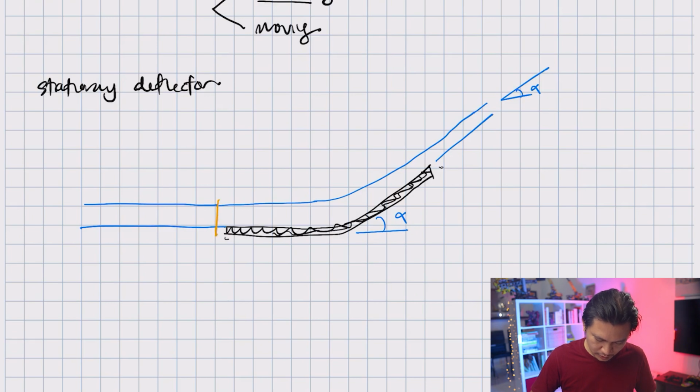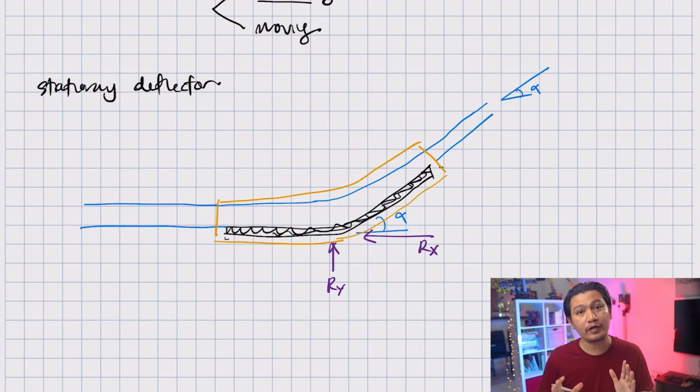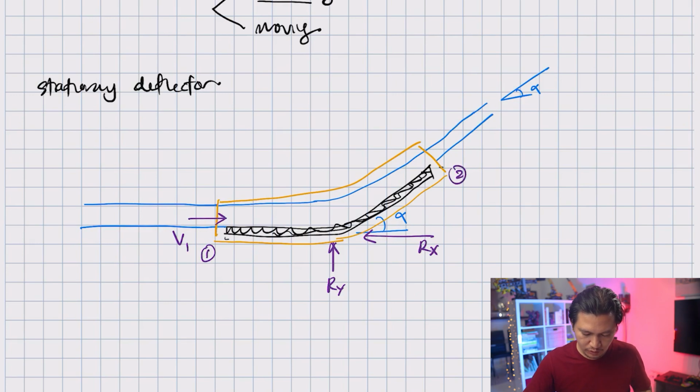Now let's draw our control volume. Let's say that we are going to include the deflector inside our control volume. In order to make sure that this deflector stays in place, we're going to have two forces here, which are called Ry and Rx, because without Rx and Ry, this deflector would move because of the force from the water. And of course, you're going to have V1 here, the velocity at inlet, and V2, the velocity at outlet.